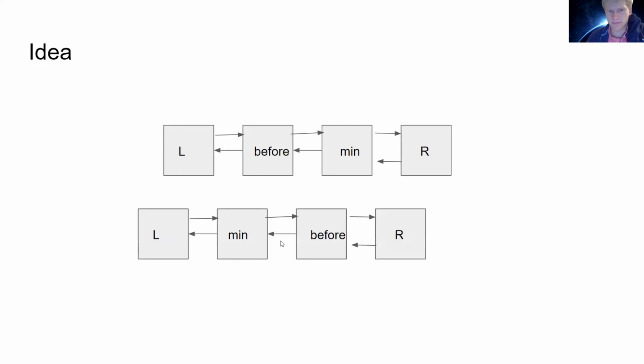This is what we need to do. It may not look like it, but every single arrow here has been modified, all 6 of them. L.next is not before, it is now min. Likewise, before.prev is now min. Before.next is not min anymore, it's R. Min.prev is now L. Min.next is now before, and R.prev is now before.